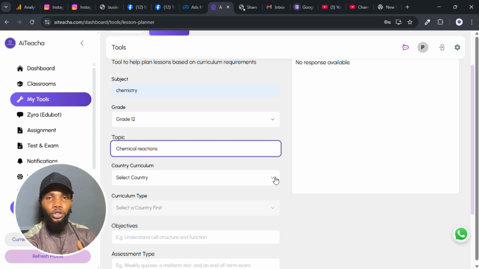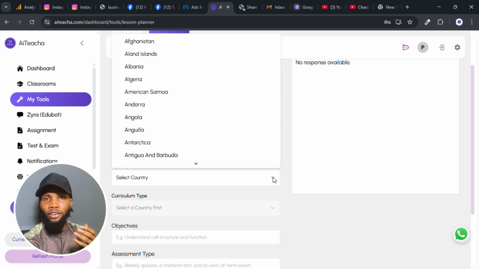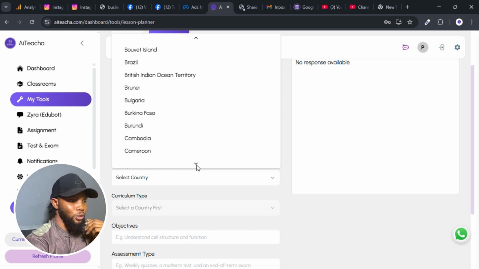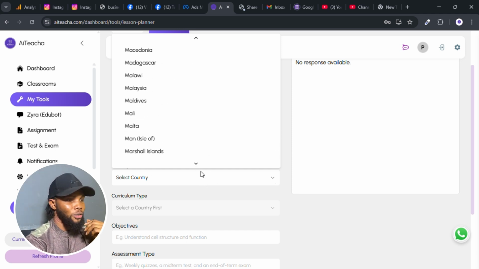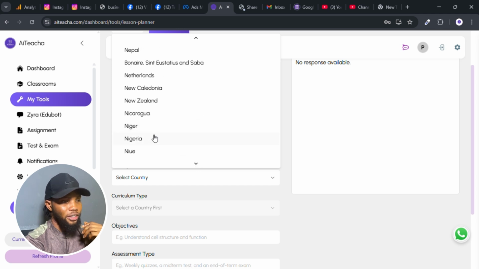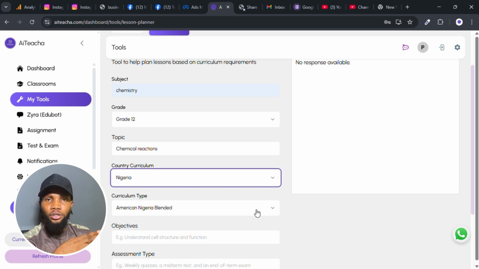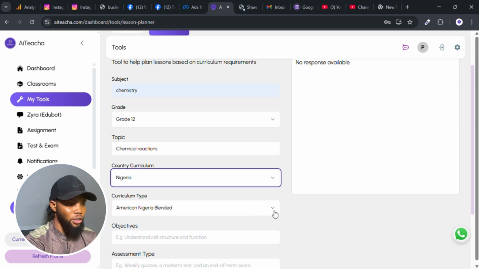For the country curriculum, just like I told you, we have all the countries' curriculum on our app. So you just have to choose the one you want. We are using Nigeria for the country curriculum. It's going to load the curriculum type. And the most used curriculum type in Nigeria is the American Nigerian blended curriculum. So that's what we are choosing.